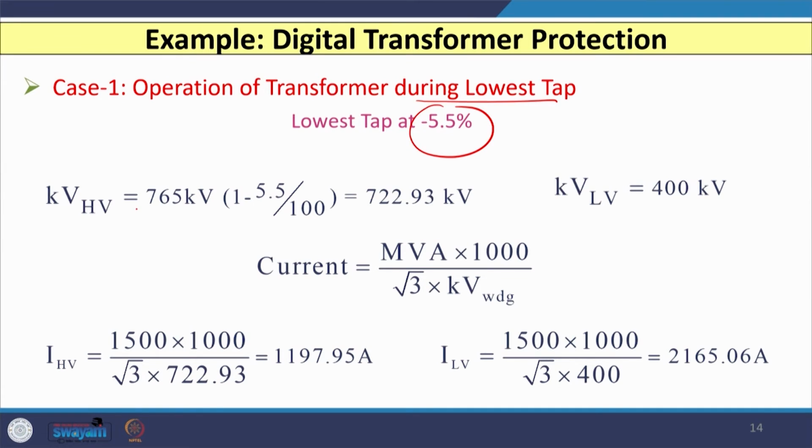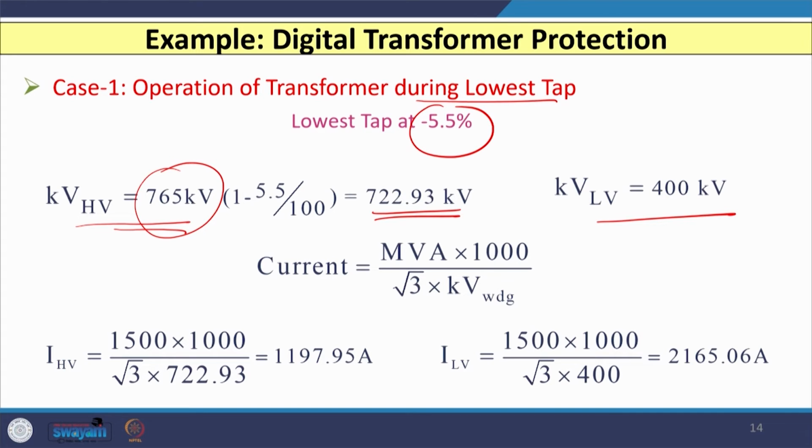So, let us calculate that voltage. kV on the HV side, that is our initial voltage, is 765 kV, and that has to be multiplied by 1 minus 5.5 divided by 100. So, that is 5.5 percent. So, the new voltage comes out to be 722.93 kV. Your LV side voltage remains as it is, there is no change.